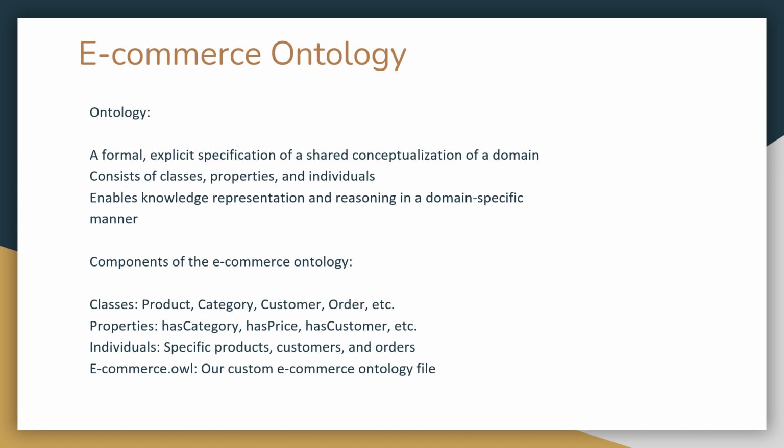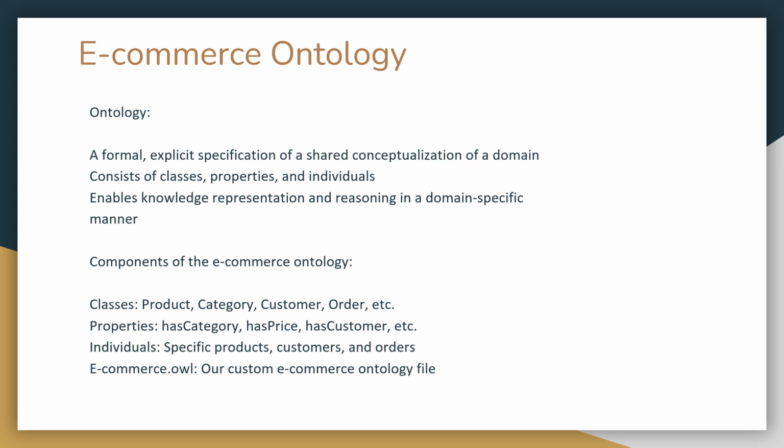Now the components of the e-commerce ontology. What can be the choices of classes? Products will definitely be there, category will be there, customer will be there, order will be there, and there will be properties like has category, has price, has customer. Individuals will be specific products like Apple Watch, Apple iPad, and say Samsung Galaxy phone, and customers, for example, John Doe and say Mary.